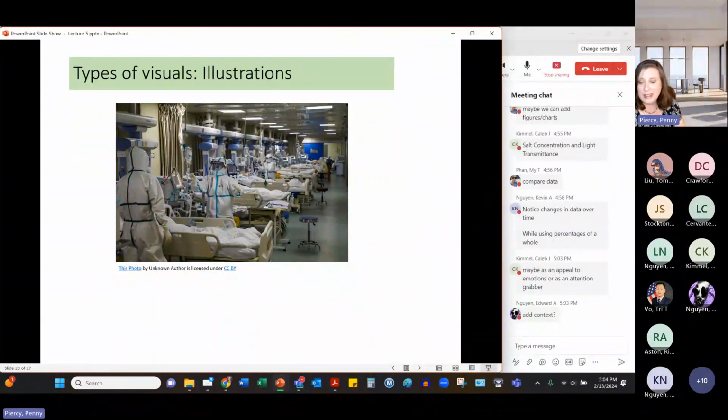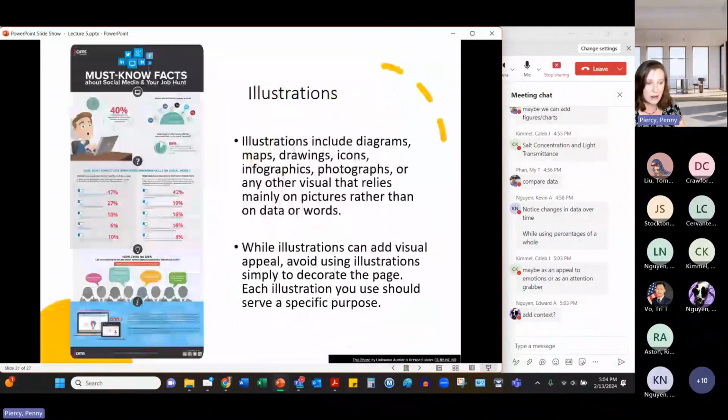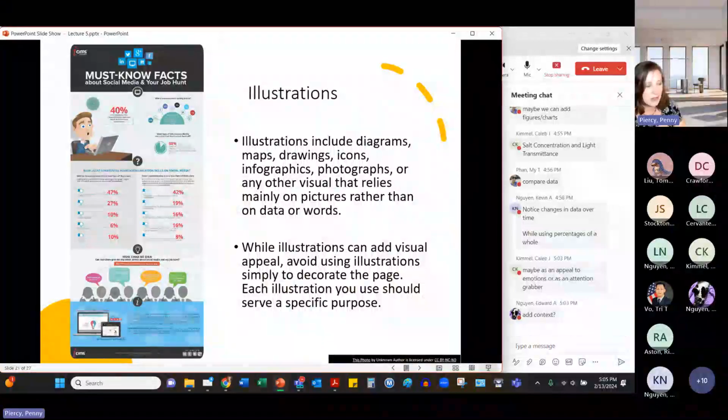Now, a lot of things fall into the category of illustration, so it's not just photos, but basically almost anything that relies primarily on pictures and not words. So this infographic has words on it and also numbers on it, but we would count it in the category of an illustration because it relies very much on the images of the social media icons, the thumbs up and thumbs down. I guess they're all thumbs downs on there, because I guess social media is only thumbs down here, evidently.